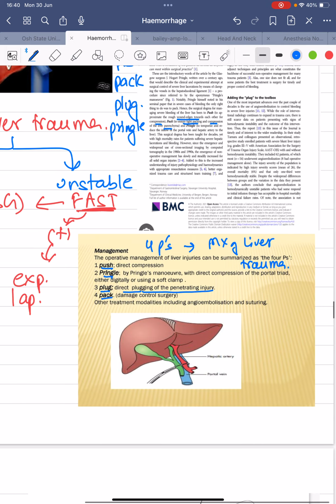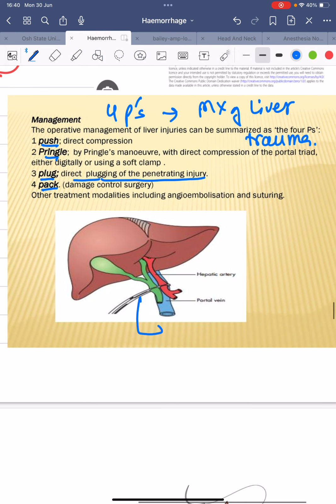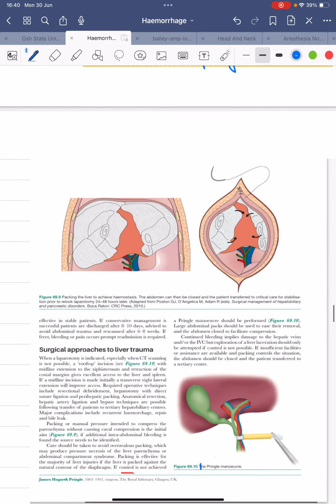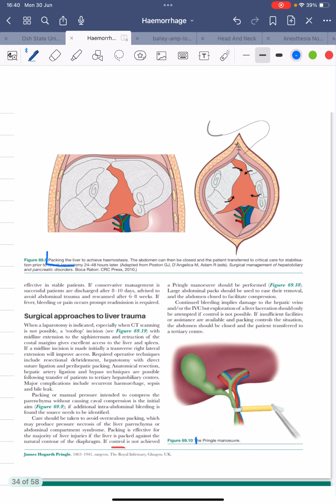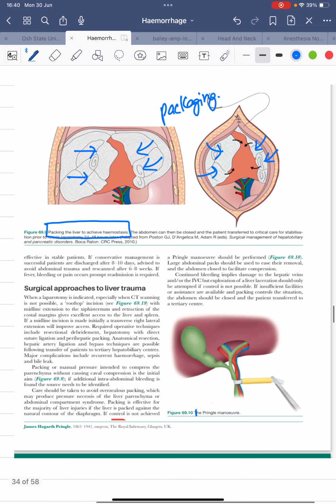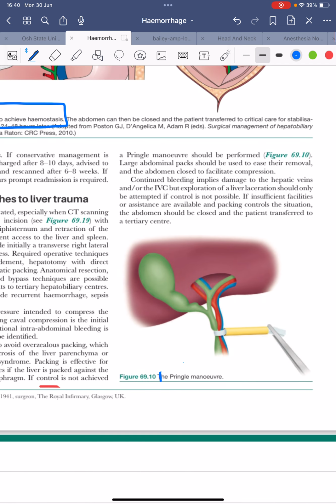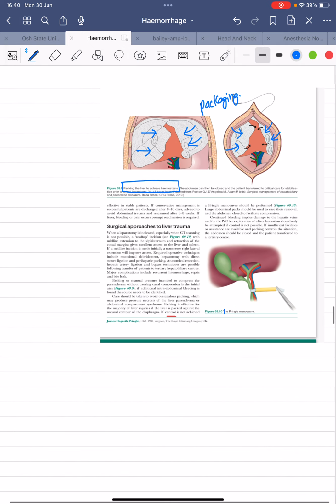In this diagram, he is showing you the Pringle's maneuver. This is the picture which is taken directly from Bailey and Love. As you can see, the packing of the liver is done to achieve hemostasis in the patient. So this is a packing maneuver. And this is the Pringle's maneuver, as you can see in this diagram. So what is Pringle's maneuver? First, you must understand what Pringle's maneuver is.